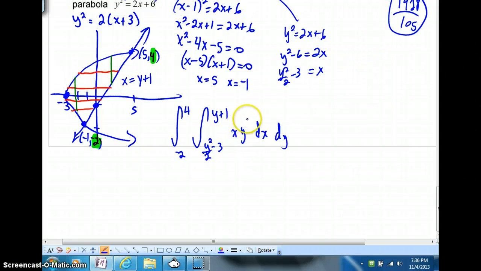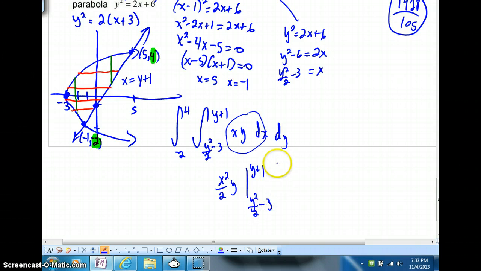evaluate this problem. Take an antiderivative with respect to x. So treat y as the constant. We'll get x squared all over 2. Have our y right over here. We'll go from y plus 1. Down below we have y squared over 2 minus 3. And we'll certainly keep the rest of this off to the side.